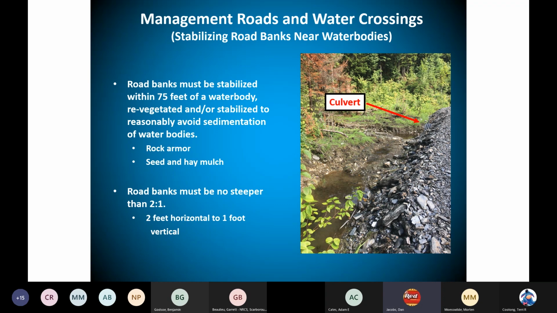Now that 2-to-1 slope, where does that come from? From a lot of different studies over the years, 2-to-1 slope, meaning 2 feet horizontal to 1 foot vertical, is where many of our road materials become stable at that particular slope. So they are much less erodible if you can get a 2-to-1.